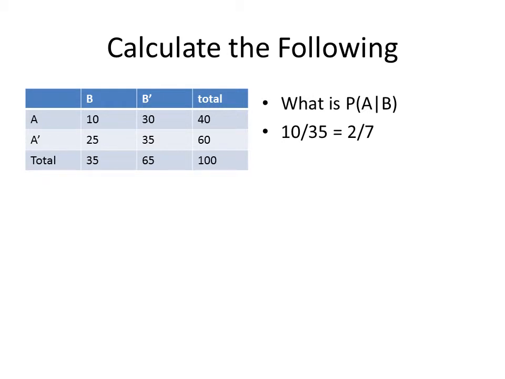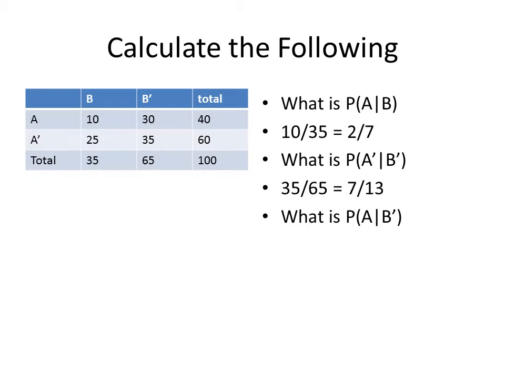Okay, what's the next question? It looks like it's, what is A prime given that B prime happened? Well, B prime would put us into this column with a total of 65. And A prime in that world is only 35, so your answer is 35 over 65, which is 7/13.